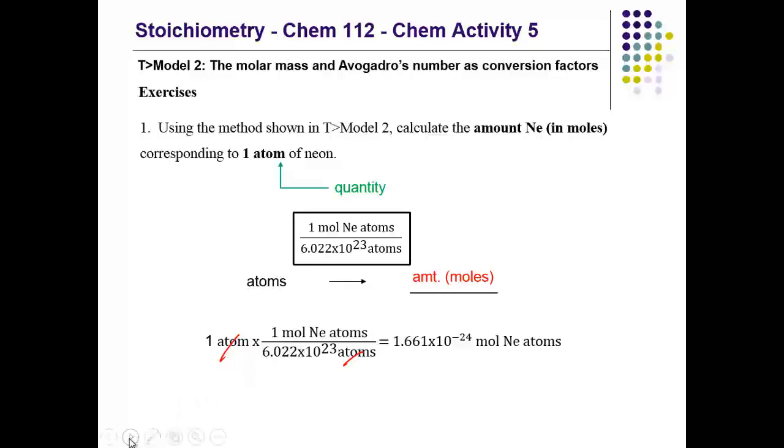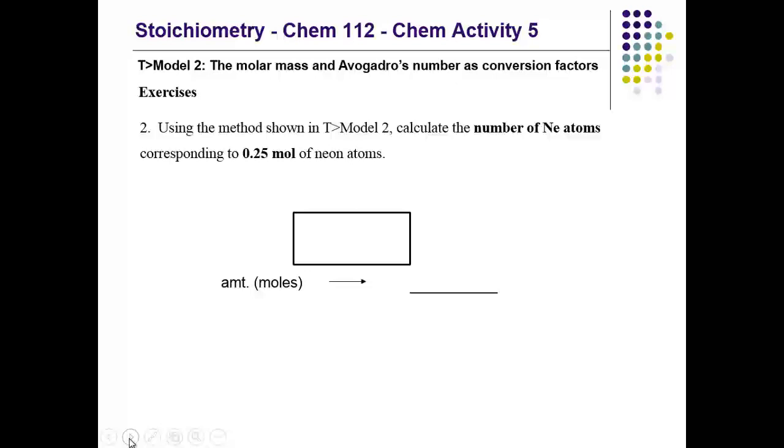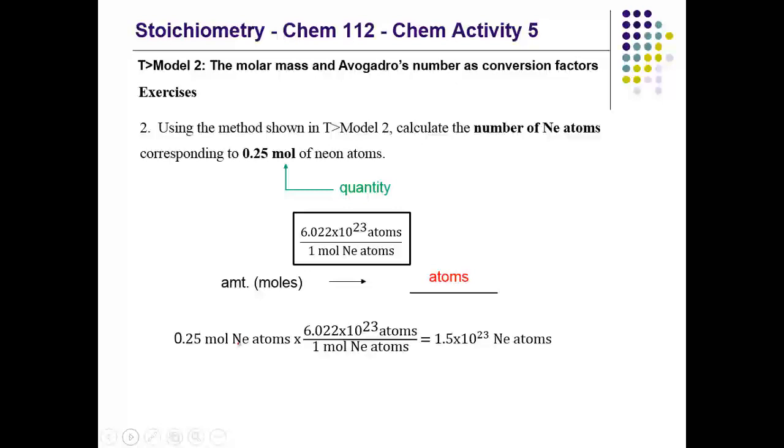Let's look at the exercise number 2. In this case, we're starting with the amount, 0.25 mole, and we want to convert to the actual number of atoms. The amount, which is the quantity, is 0.25 mole of neon atoms, and we're going to convert that to the number of atoms. We'll once again make use of Avogadro's number, but this time it's Avogadro's number in the numerator and the amount, 1 mole of neon atoms, in the denominator. When we do this calculation, it looks something like this, where the amount in moles gets canceled, and we end up with the number of neon atoms, 1.5 times 10 to the 23 neon atoms.